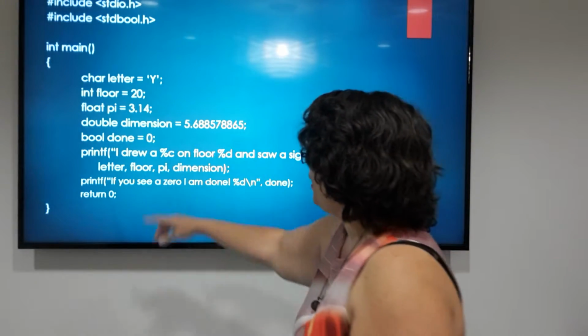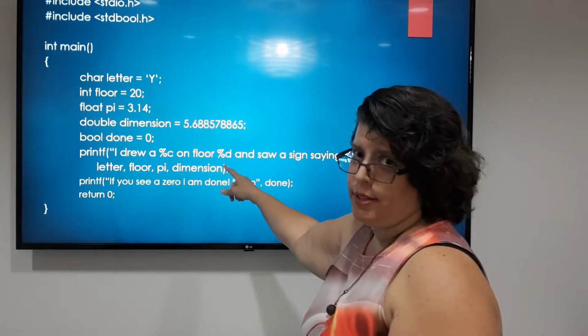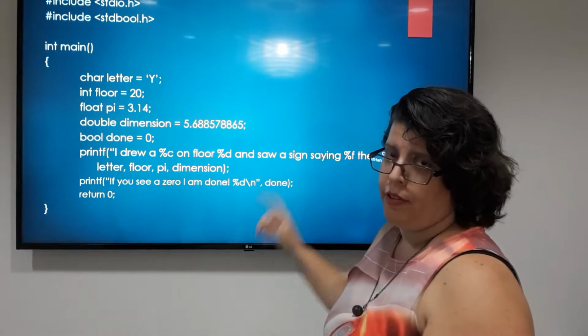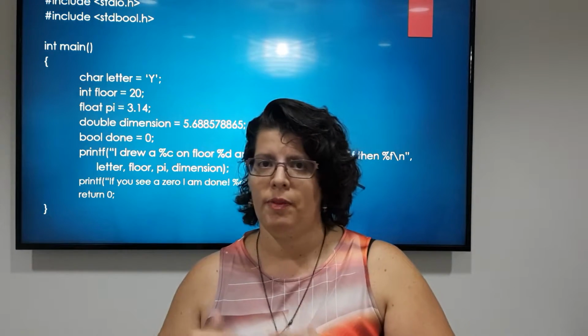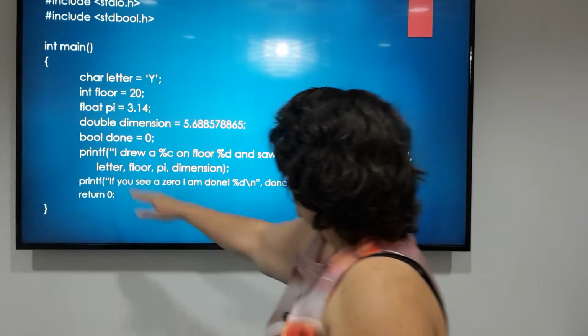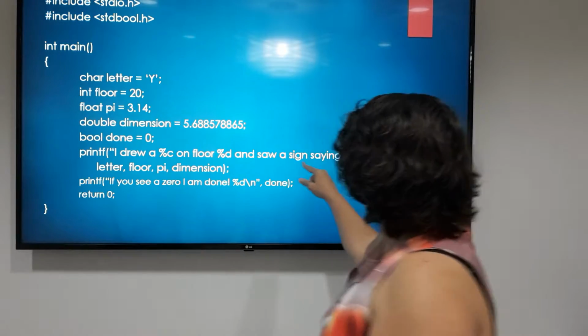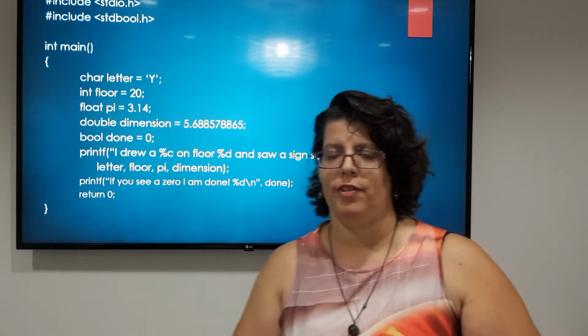That's the next thing we're going to look at. This one's going to be a fun one. Look at this. So we start off with printf, just like we've been doing the whole time. And then we have a sentence that says, I drew a %c on floor %d and saw a sign saying %f, then %f. Remember, all the percents get taken out and substituted. So these are the fill-in-the-blank spots. So if you think of it in terms of a fill-in-the-blank sentence, this is what it would look like. I drew a blank on floor blank and saw a sign saying blank, then blank. So there's 4 blanks that we got to fill in.